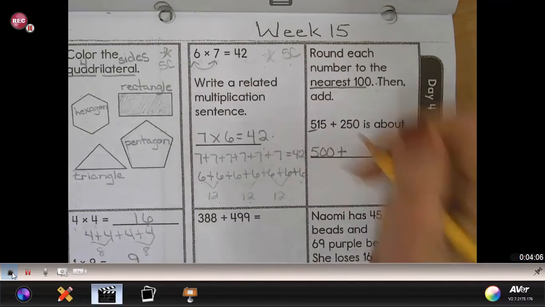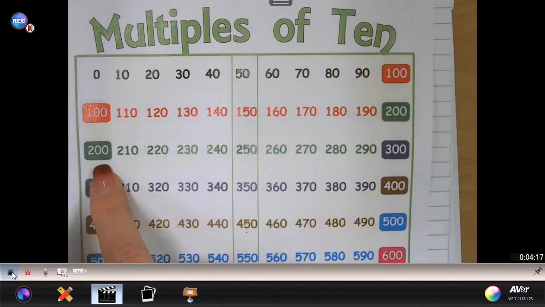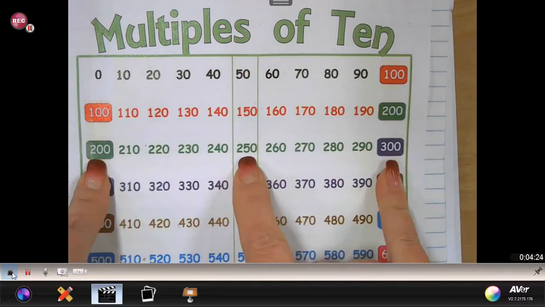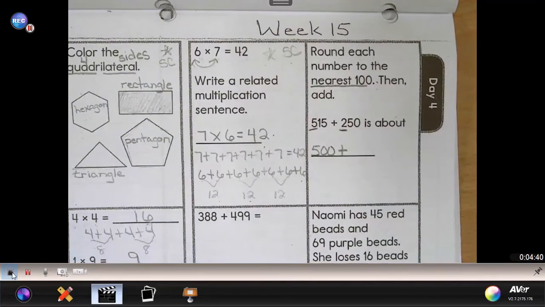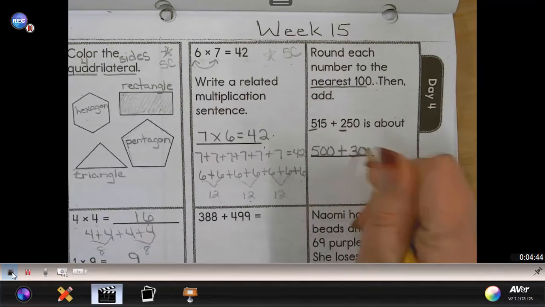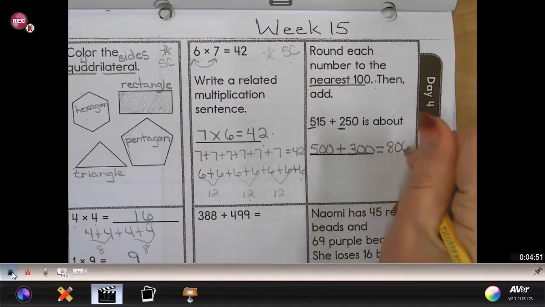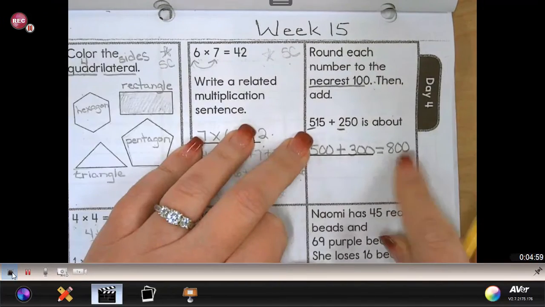The next number we're rounding to the closest 100 is 250. 250, we have a 2 in the hundreds place, so we know it's between 200 right here, and it's in between 300. Now, 250 is right here in the middle. And since it's right in the middle, we have to use the rule that if it's right in the middle of 200s, 50 tells us that we're going to round up to 300. So we're going to use that. Rounding 250 rounds to 300. And 500 plus 300 is going to be 800. So if we were to find the exact sum of 515 and 250, it should be about 800.